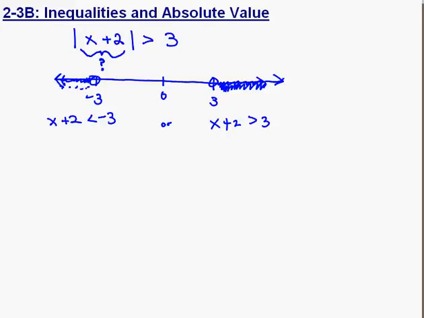And now we would solve for those two inequalities. So in this particular case, I would subtract 2 from both sides of this inequality, and I would get x is less than negative 5, or here, if I subtract 2 from both sides of this inequality, I would get x is greater than 1. So this is basically going to be our solution for this particular inequality then. X is greater than 1 or x is less than negative 5.